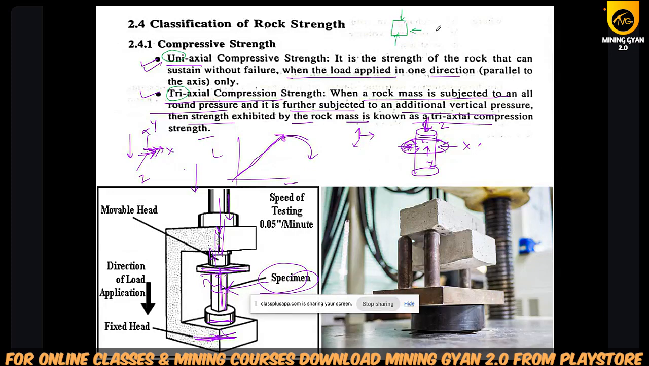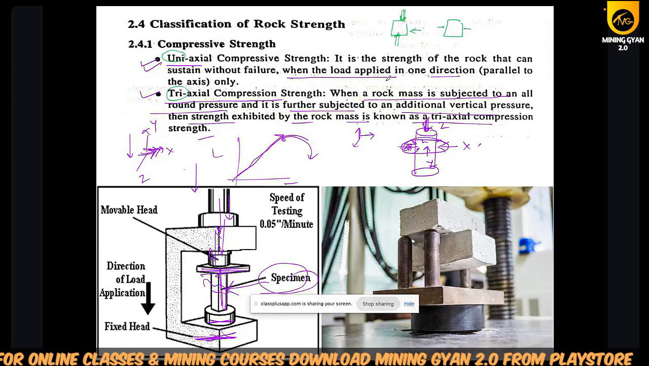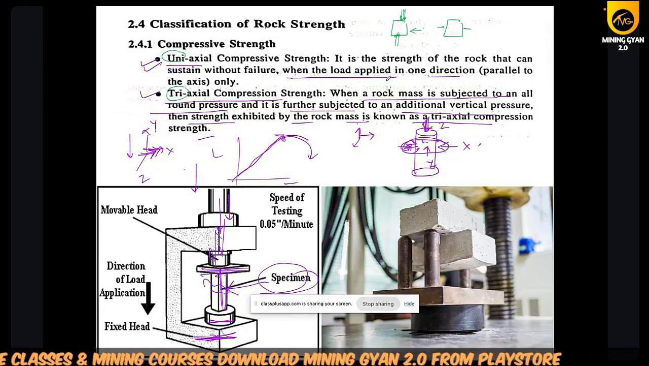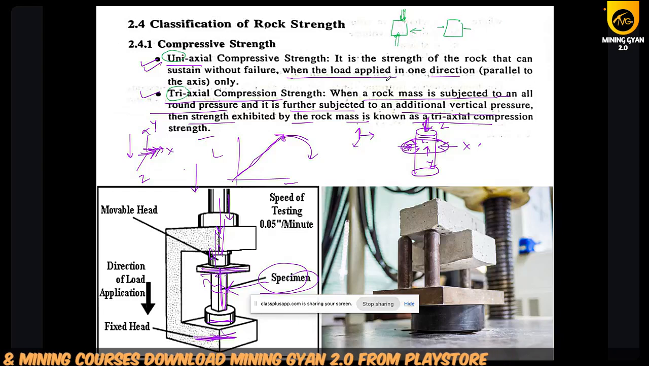If we are applying force in one direction, then it is known as uniaxial. And if we are applying the force from all sides, all-round pressure on the object, then it is known as triaxial. So this is a uniaxial example.